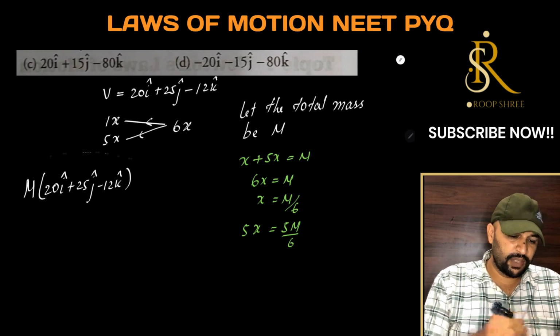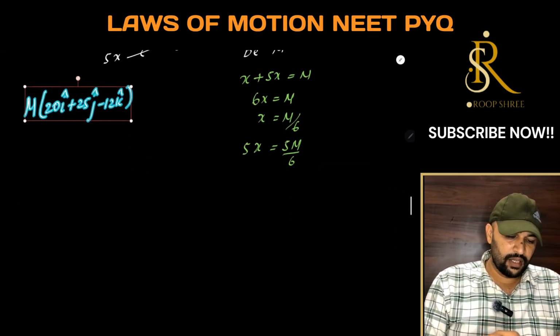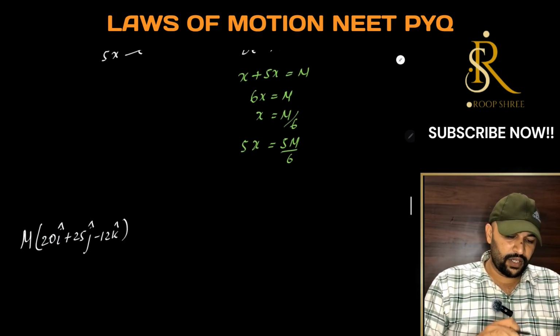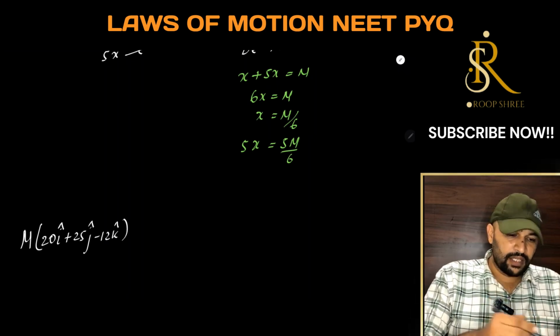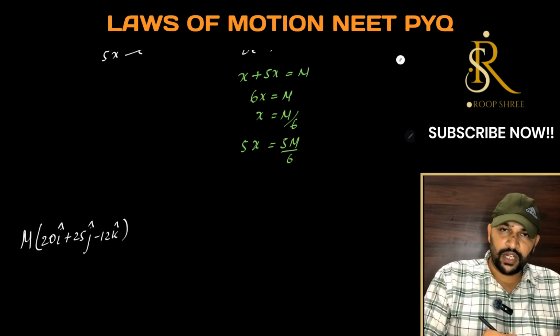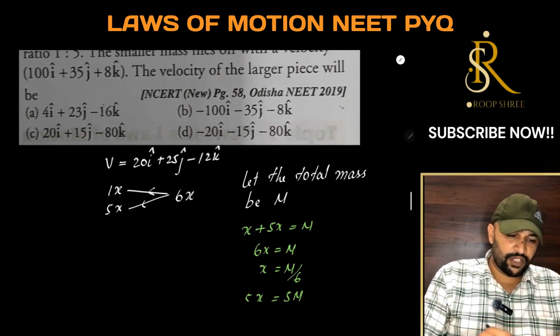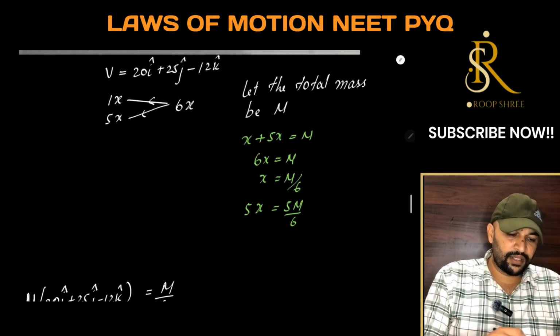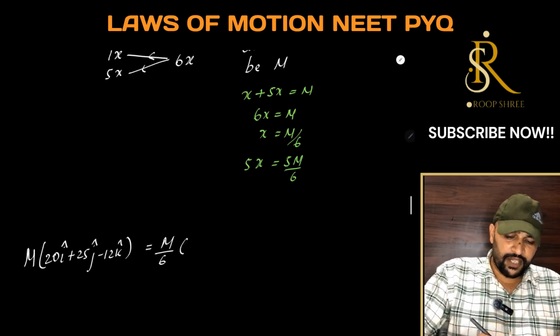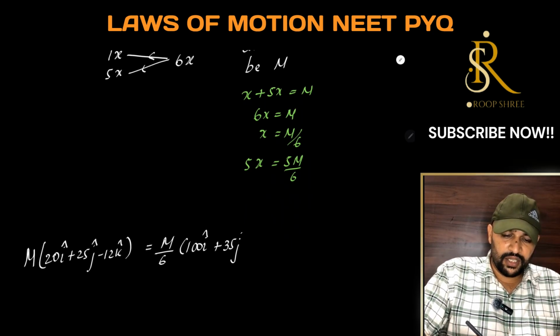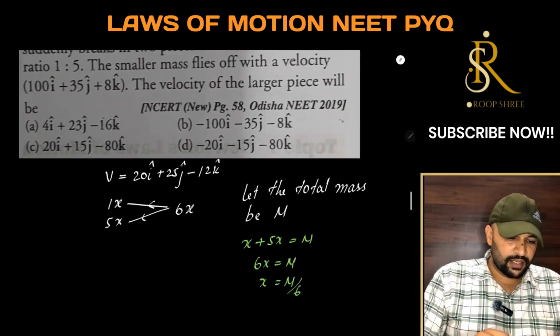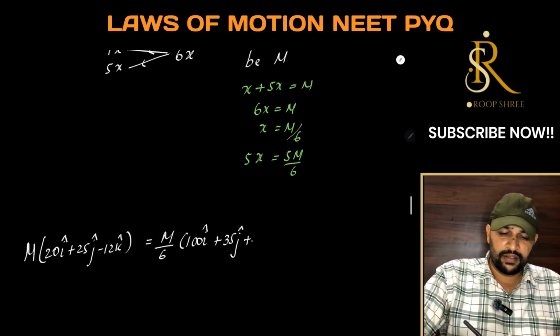Let me put this whole thing down so that we can solve it in an easier way. Here it is. The total initial momentum must be equal to the total final momentum. And what is the mass of the smaller piece, the first piece? M by 6. And what is the velocity of the smaller piece? It is given as 100i plus 35j plus 8k, correct?